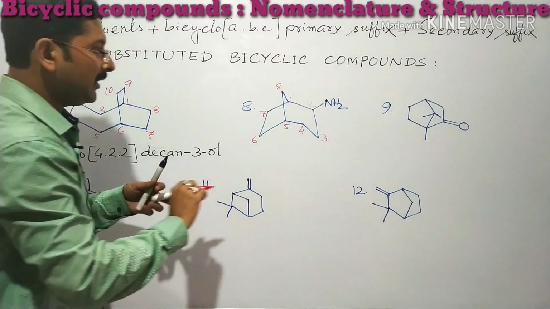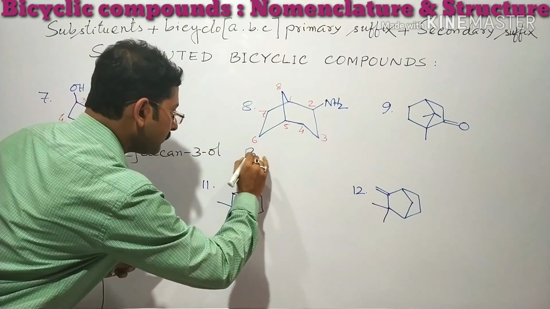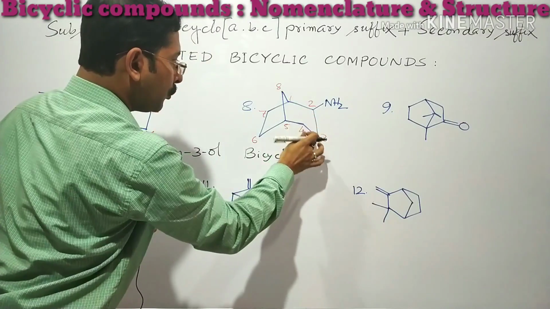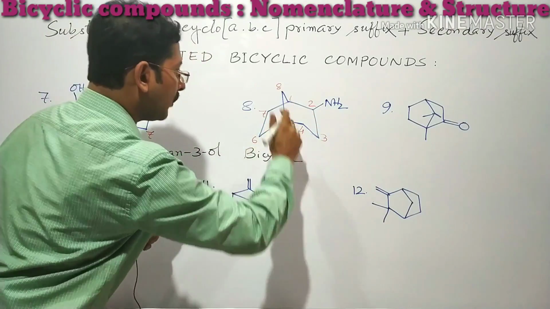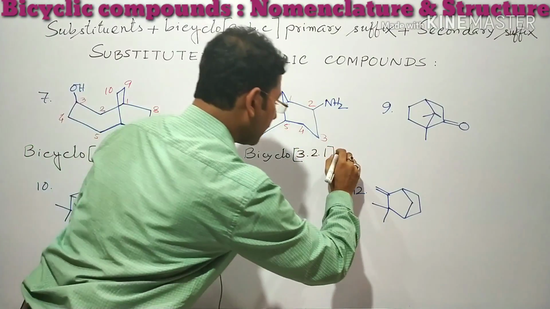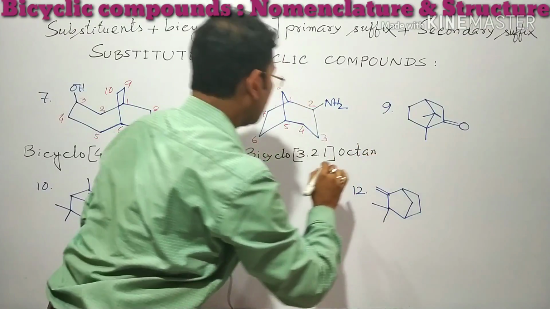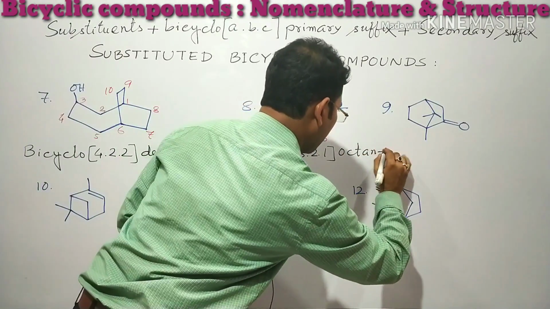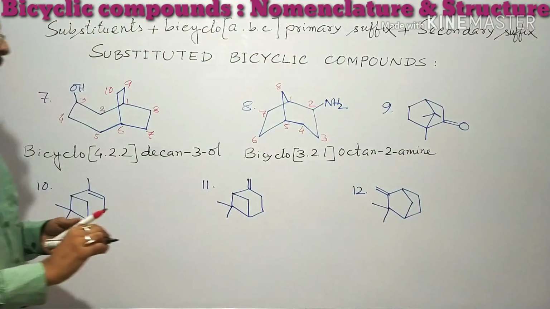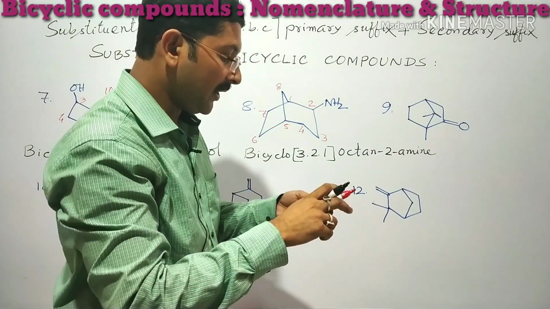So this is an amine. So the name of the compound is bicyclo. 1, 2, 3 carbons are there, 2 and 1 there. So 3, 2, 1. 8 carbons are there. So oct amine, 2 amine. Octan-2-amine.